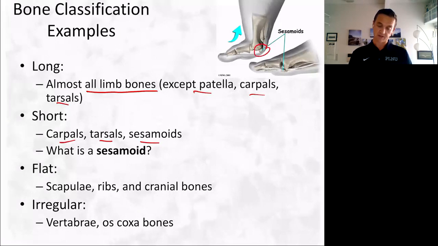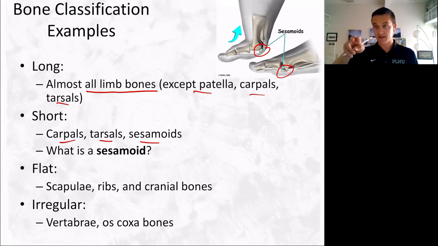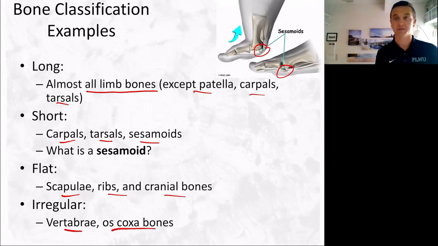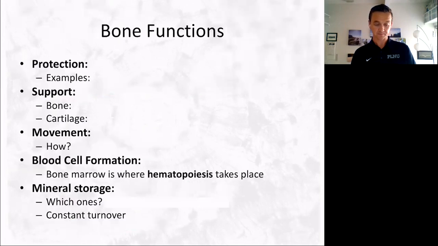Our sesamoids are right here, okay? Sesamoid bones are shown right there. So we've got some sesamoid bones right there in our toes at the base of our first metacarpal, help with that, with the muscles that flex our big toe. Okay, flat bones, we think of our scapula, ribs, cranial bones, and then irregular bones, vertebrae, like we already said, and then those os coxa bones. So those are some examples for you to remember of each.